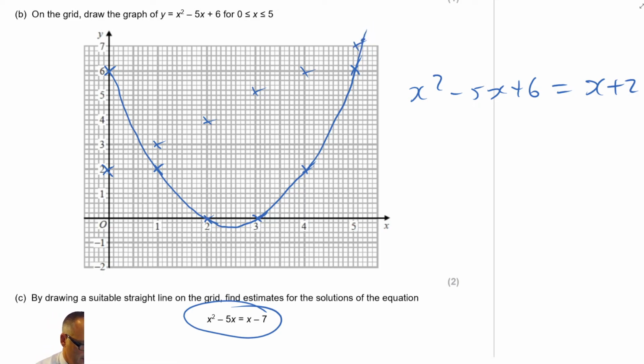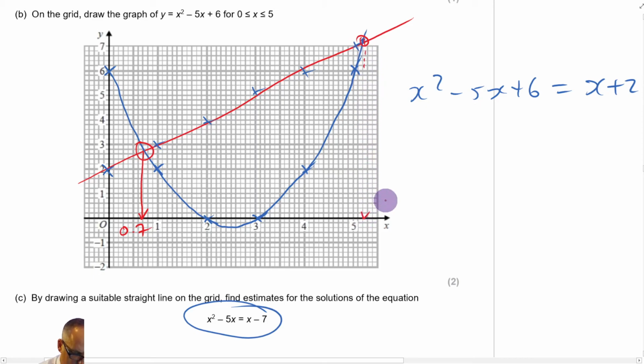Unfortunately, on my graph, it's not quite working. Draw a line through there, and here are your two answers. These are only rough. You'd use a ruler and get slightly better answers. So we can see that we're going to be 0.1, 0.2, 0.3, so that's going to be 0.7. And here we're going to be about here, so about 5.2. So we're going to have x equals 0.7 or 5.2 for the answers to this.